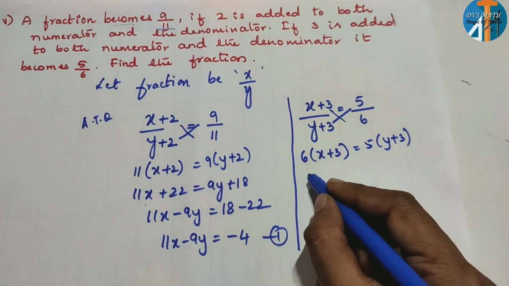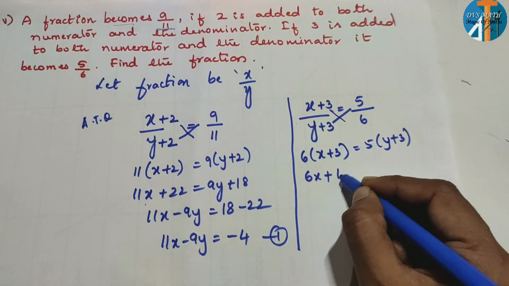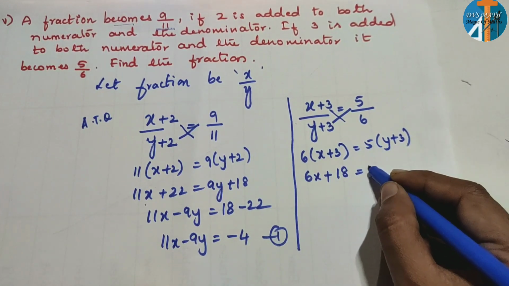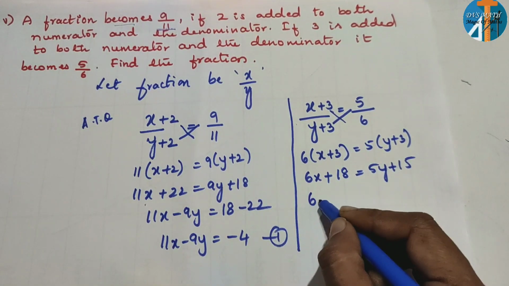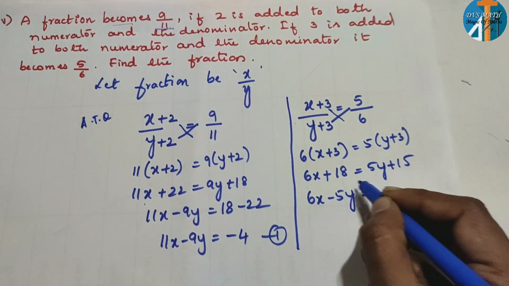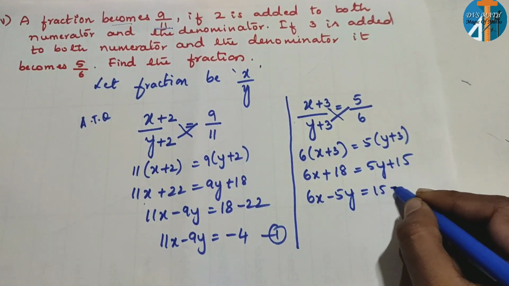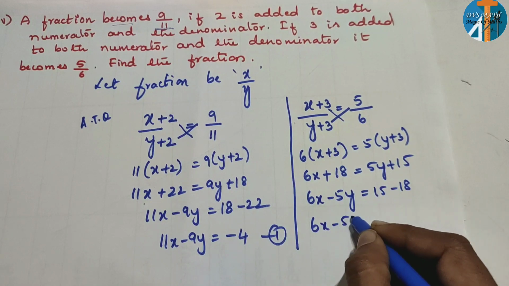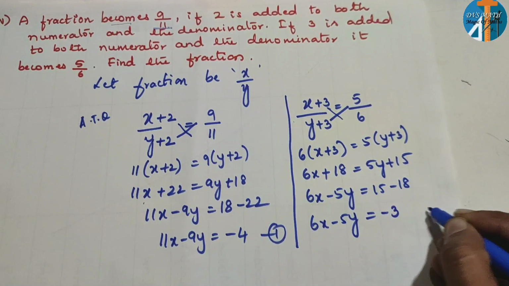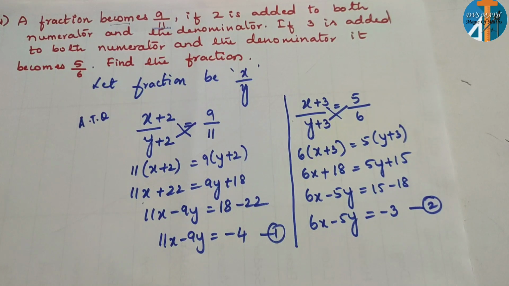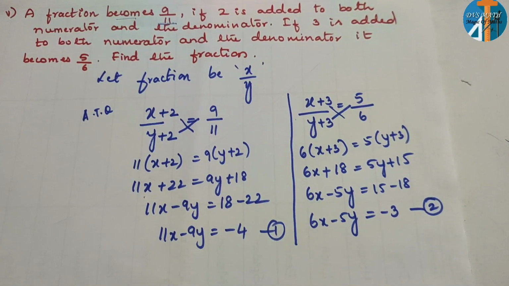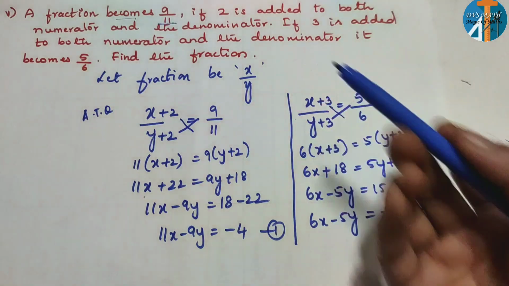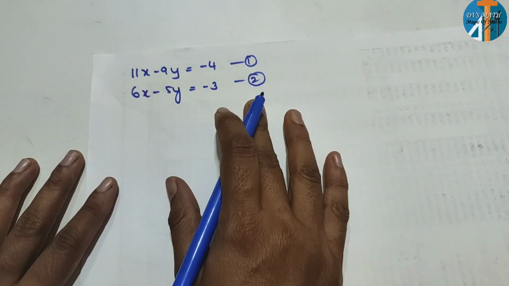Now multiply 6 into x, 6x, 6 3s are 18. Again 5 into y, 5y plus 5 3s are 15. Take 5y this side. So 6x minus 5y is equal to, going that side, 15 minus 18, which is minus 3. Consider it as equation 2. Now you got two equations, equation 1 and equation 2. Now if we solve these two, we will get the numerator and denominator, and if we substitute in x by y, you will get the fraction. Let us solve these equations now.